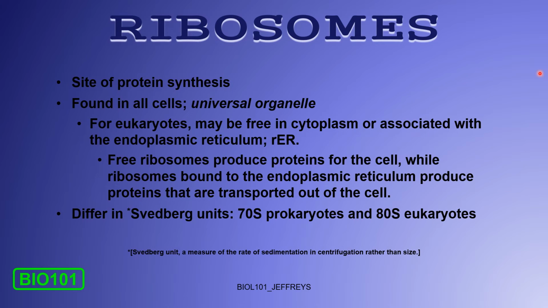Okay, so let's talk about some organelles. First of all, we'll start with the ribosomes. Ribosomes are sites of protein synthesis. They're found in all cells. We've referred to them as a universal organelle because you find them both in eukaryotic cells as well as in prokaryotic cells. Okay, everybody has ribosomes. Everybody has a cytoplasm, a cell membrane, and ribosomes.